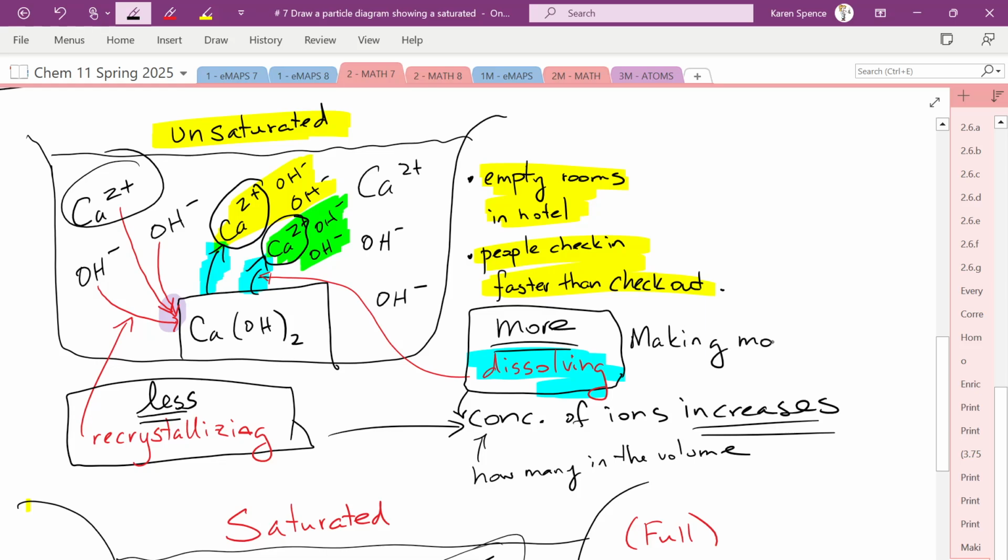You're making more Ca2 plus aqueous, and you're using up less Ca2 plus. It's becoming solid.